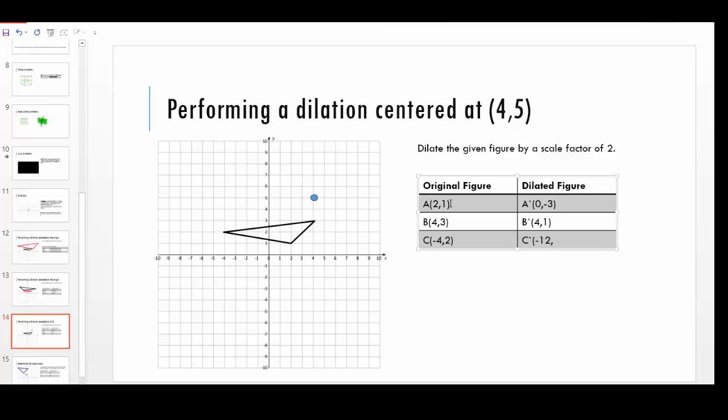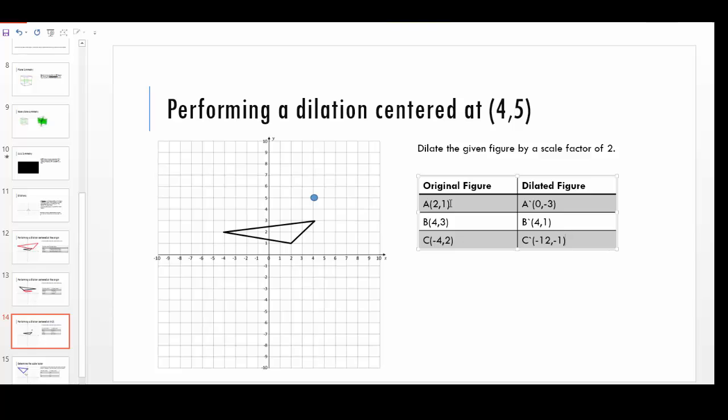x. And vertically, C is 1, 2, 3 away. So when we double that distance, we're going to get 6. And 5 minus 6 is negative 1. So we're going to end up down here. So C's new coordinate is negative 12, negative 1. Now I apologize for not having a grid large enough for this, but we kind of see what happens.